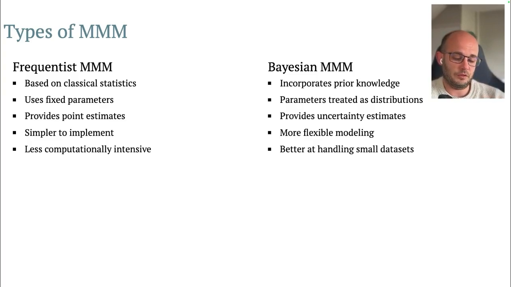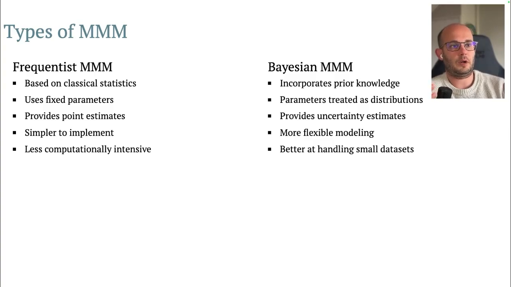Bayesian MMMs, on the other side, allow the modeler to incorporate prior knowledge, to incorporate business insights, such that you can try to guide the model towards what you believe is reality. Bayesian MMMs are way more computationally intensive. They are way more flexible in their modeling. They are better at handling small data sets. The difference is also in the output. So while frequentist MMMs provide you with point estimates, Bayesian MMMs will provide you with distributions, and then you can do uncertainty estimations.